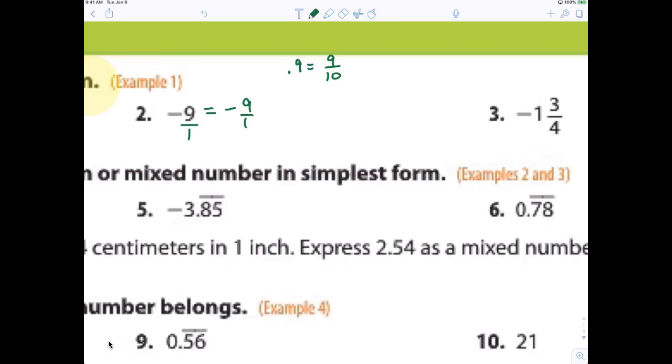Come on, guys. Yes, 9 over 10 is not 9. You agree with me? 9 over 1 is 9. 9 over 10 is 0.9. That's the difference. 9 over 10 is 0.9. 9 over 1 is 9. Come on, these are good questions now. You understand me, right? All right.